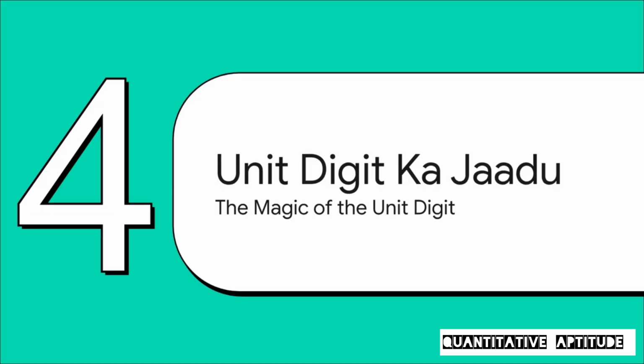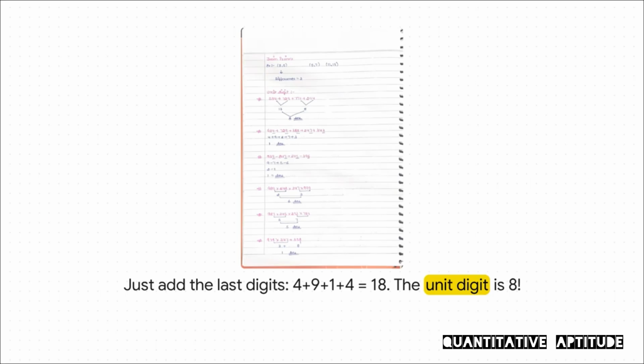Okay, so are the basics clear? Good. Now it's time for that magic trick you've been waiting for. This is the magic of the unit digit. And trust me, it's going to save you so much time. When you see a huge addition problem like this, don't panic. All you have to do is add the last digit, the unit digit of each number. So here, that's 4 plus 9 plus 1 plus 4, which equals 18. That means the unit digit of our final answer is going to be 8.